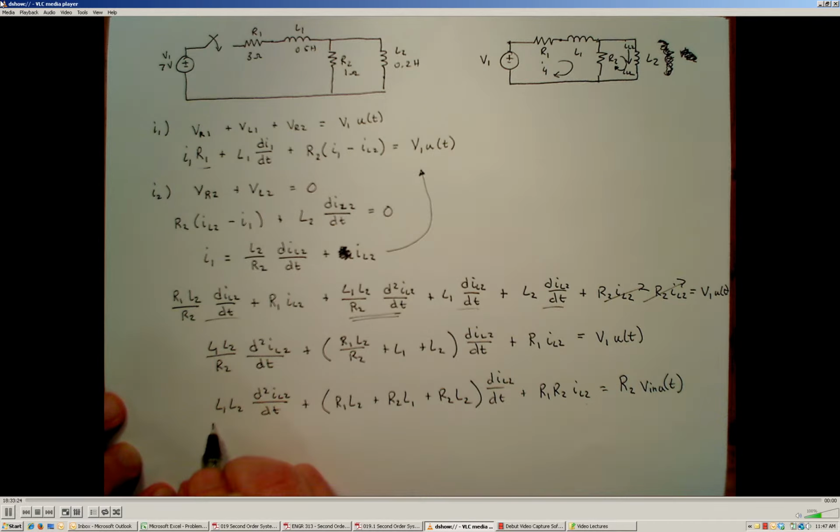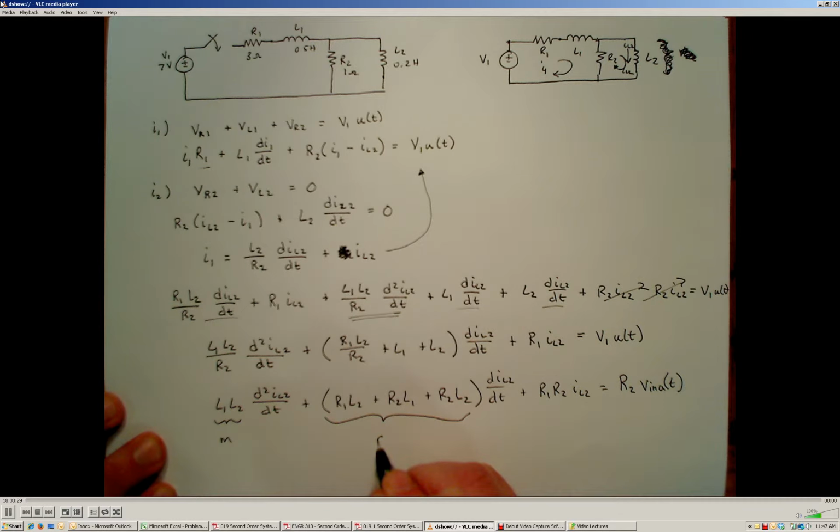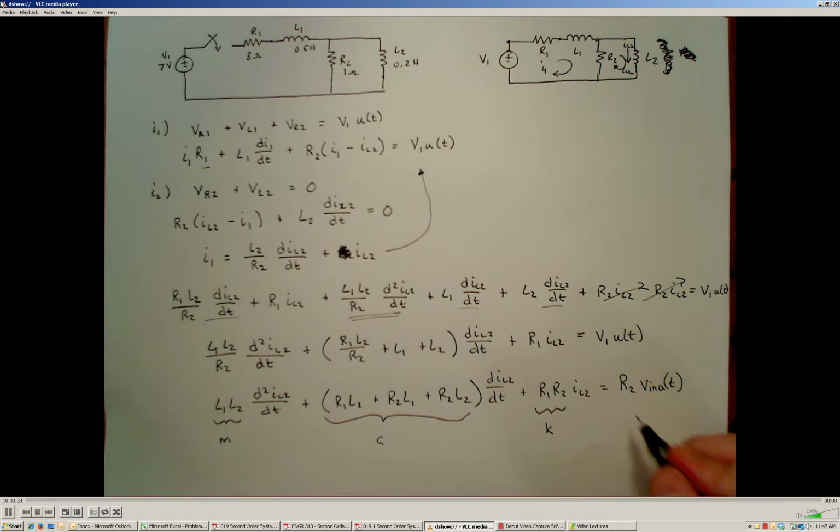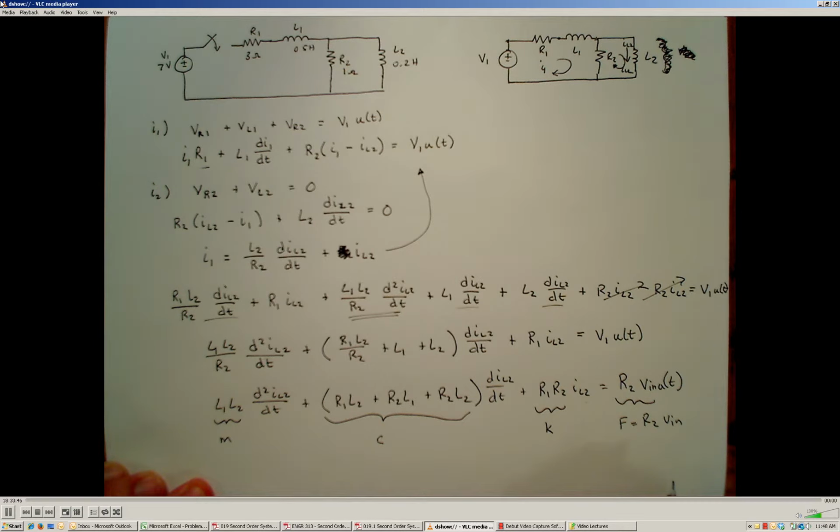Okay, so now we see that this is a second order differential equation, and these now become my constant terms, M, C, and K. My forcing function here will be F equal to R2 Vn, which will give me my new F over K, which would be equal to Vn over R1.